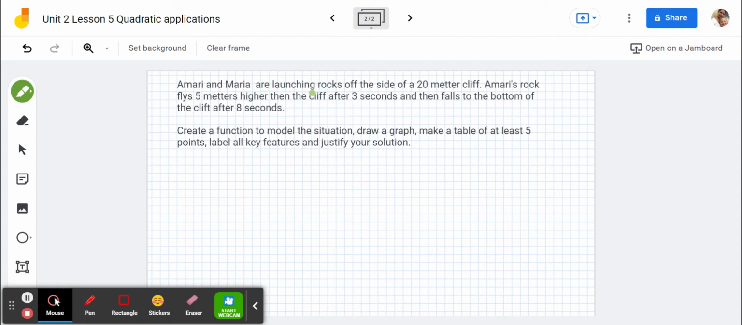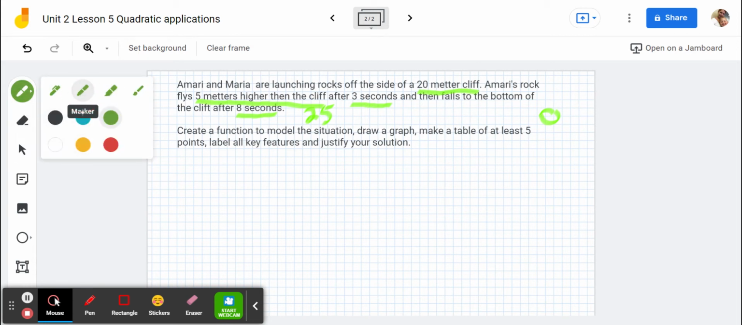So let's think of what we have. We have a rock off a 20-meter cliff. So the cliff is up 20 meters. His rock flies 5 meters higher than the cliff, so we can say that's probably about 25, right? Because if the cliff's 20 and 5 meters higher, that's 25. After 3 seconds. Okay, so after 3 seconds. And then it falls to the bottom of the cliff after 8 seconds. So the bottom of the cliff is probably 0, right?